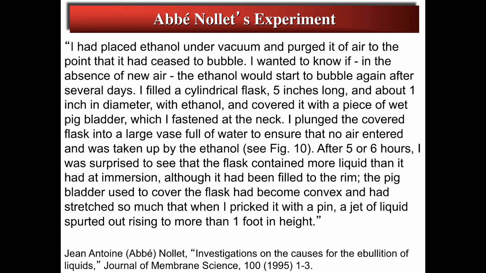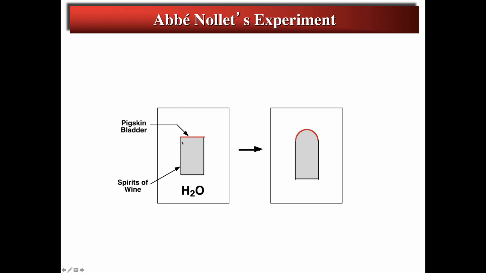And so there's the wording for this, and this is a crude diagram of what he saw. So he originally put the spirits of wine or ethanol into a vial, covered it with this pigskin bladder, and put that in water, and went away for several hours and was surprised to see that pigskin bladder distended in this fashion. And he goes on to speculate that he was certain that this could only have occurred because the introduction of water into this flask had caused the pig bladder to rise, as shown in this right-hand picture.